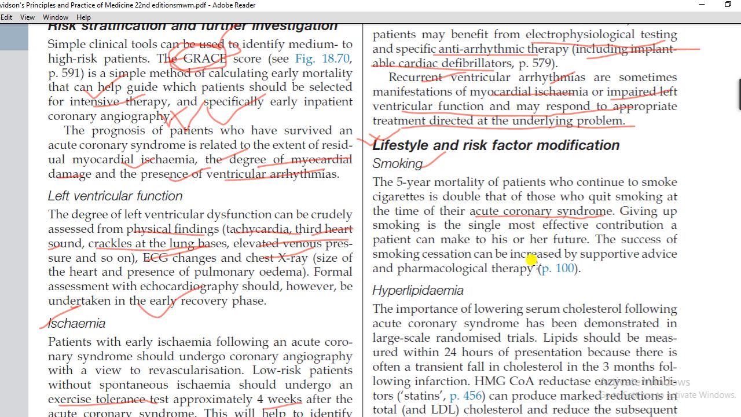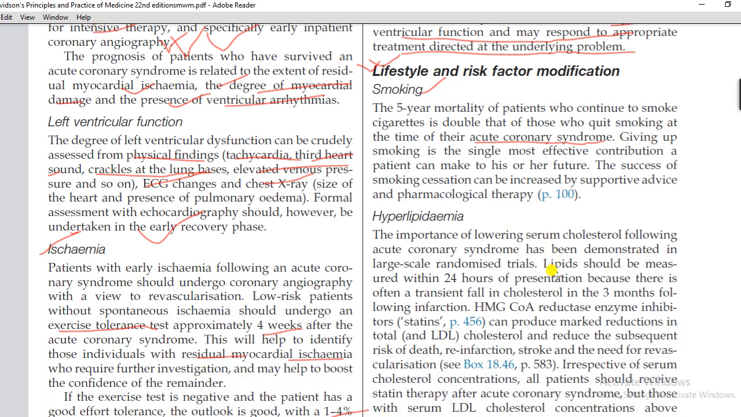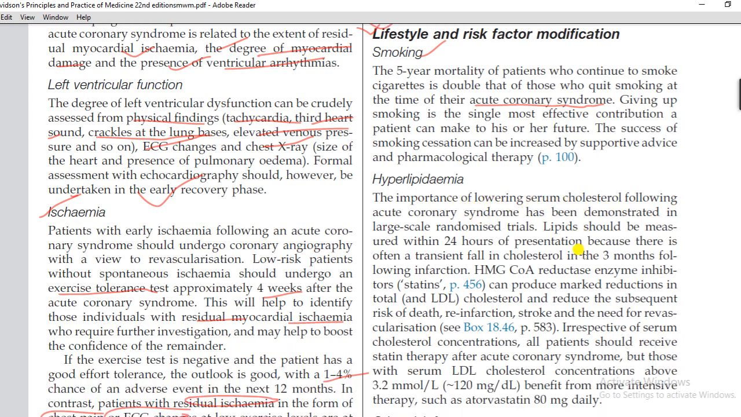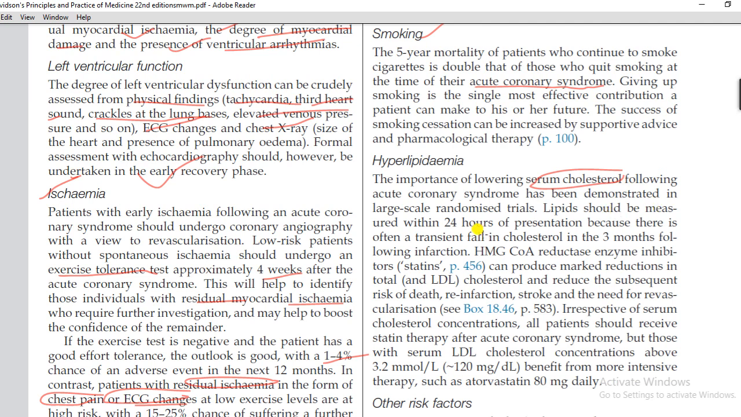Hyperlipidemia: the importance of lowering serum cholesterol following acute coronary syndrome has been demonstrated in large scale studies. The studies have shown that the lower the serum cholesterol, the better. Lipids should be measured within 24 hours of presentation, because there is often a transient fall in cholesterol in the 3 months following infarction.